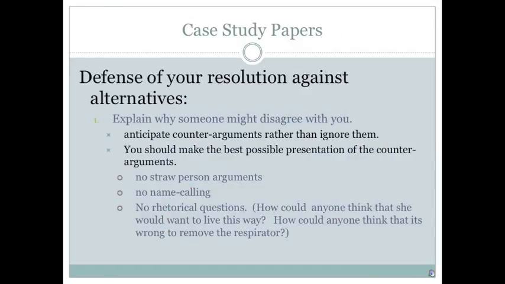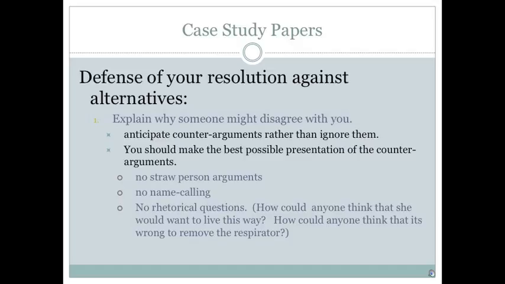The next thing you will do is defend your resolution of the case against alternatives. That is to say, after you offer your justification, you should then offer an explanation for why someone might disagree with you. In a good case study, you anticipate counter positions and counter arguments rather than simply ignore them. And you should make the best possible presentation of that counter argument. You should offer no straw person arguments.